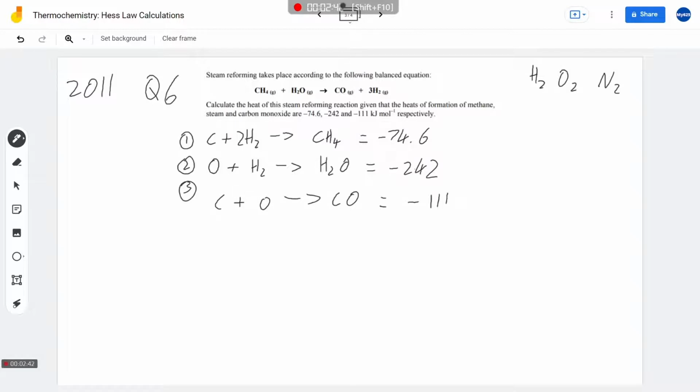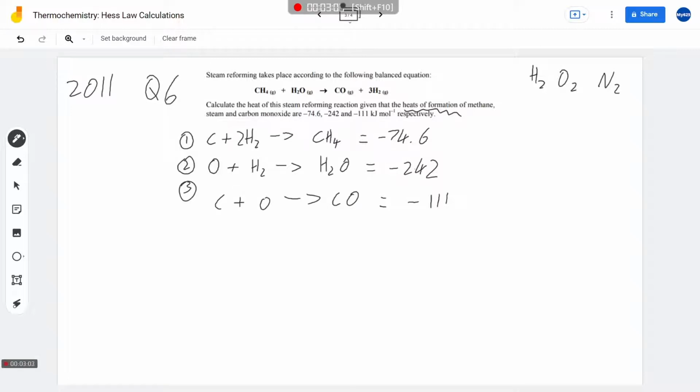Okay, so all we've done here is we've written out the chemical equations to form these molecules, and we've written down again the heats of formation next to them. And so how can we use this information? Well, this is the information that they want us to start with, and we need to get to this end equation up here.